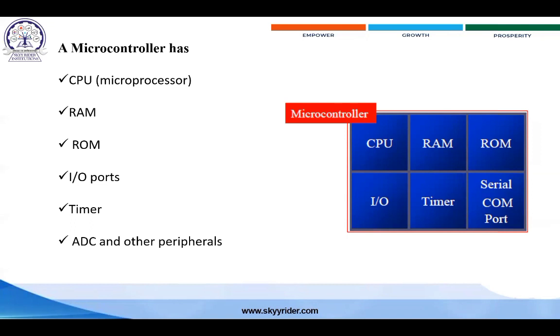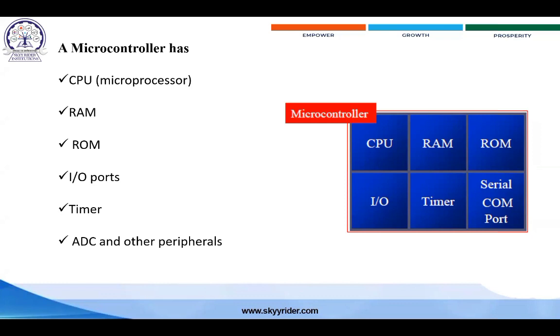CPU, you all know that CPU is used for execution purposes. Then there is your RAM and ROM for storage. After that, input and output ports are used for what? Input and output ports are generally used for transferring data to other devices, for connecting other devices.